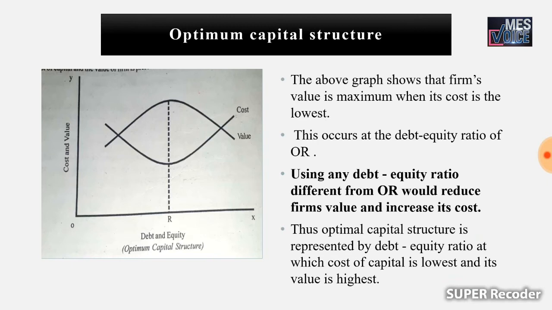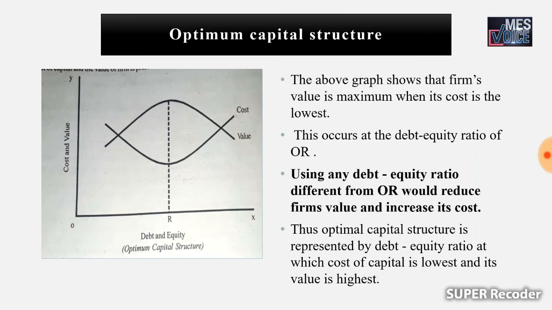The graph shows the firm's value is maximum when its cost is at the lowest. See, the x-axis shows debt equity combinations. The y-axis shows cost and value. Then there is a point. A dotted line represents the point at which the value is at the maximum and the cost is at the minimum. This occurs at the debt equity ratio of OR.